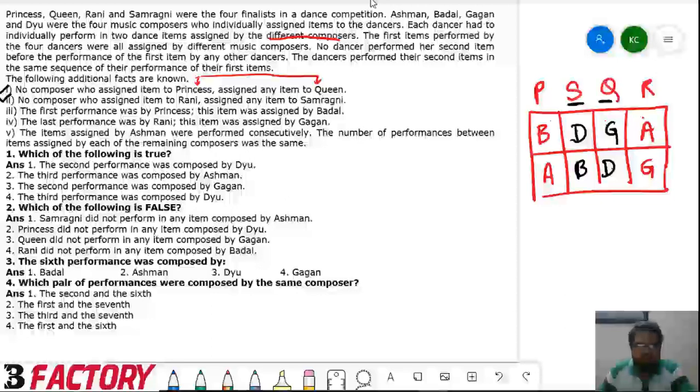Similarly, it's given that no composer assigned to Rani has any assigned same as Samragini. So AG DP. So they are different. Okay. So this whole sequence is clear. Okay, now we can easily answer the questions.